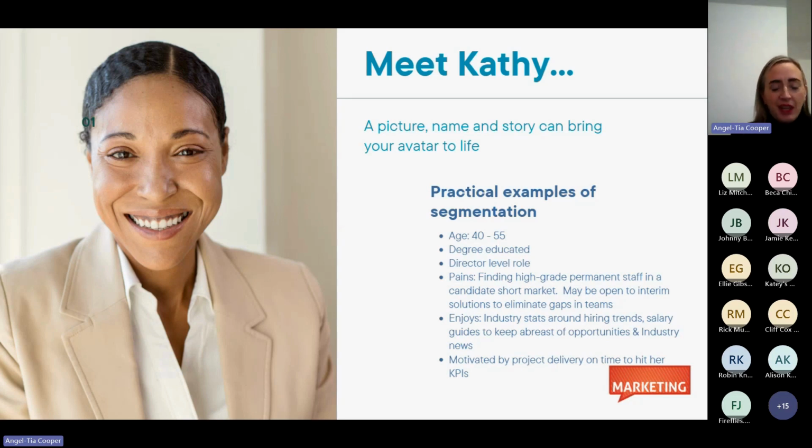So this is Kathy, and I'm going to say, right, so Kathy, I'm looking at how I can segment this. So she's degree educated, a director level role. Her pains are finding high grade perm staff in a candidate short market. So I'm going to tag her because she might be open to interim to eliminate gaps in her team. She enjoys industry stats around hiring trends, salary guides. She likes to keep abreast of opportunities and industry news. And she's motivated by project delivery on time because she uses that for her KPIs.